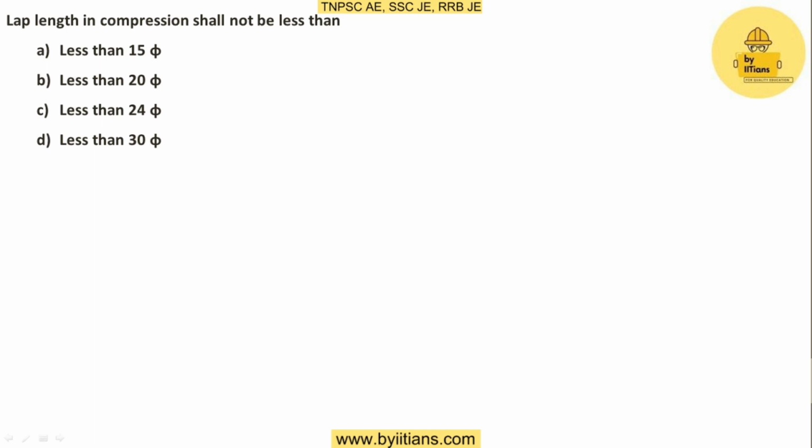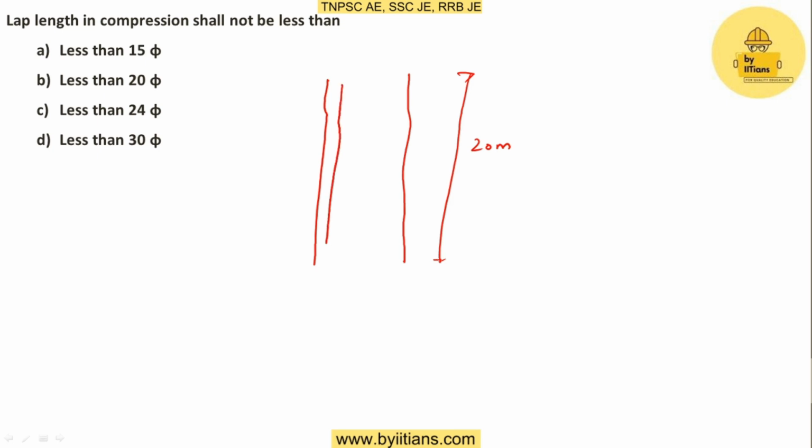Let's see what lap length is. For example, you are building a column of height 20 meters. You will be providing longitudinal reinforcement in the column. But in the market the available length of a steel bar is 12 meters, so one rod length is only 12 meters. To cover 20 meters you have to use 2 rods.